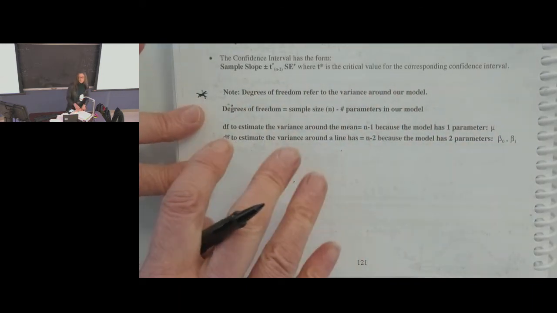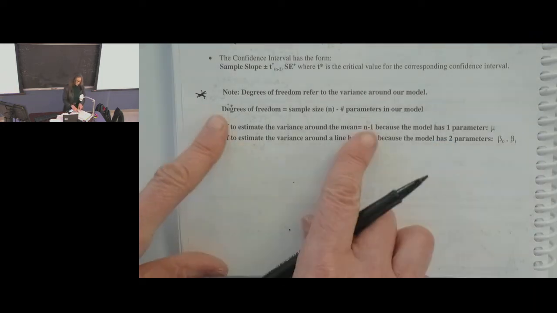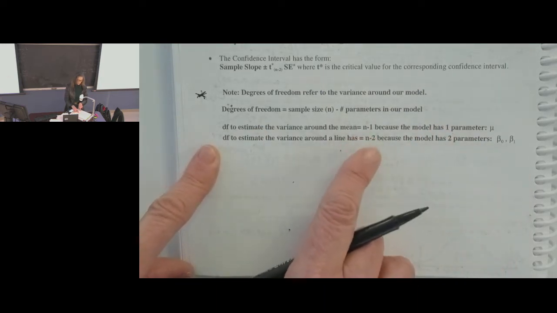We're going to be talking about this a lot when we get into more parameters, that it's always going to be n minus the number of parameters in your model. So far, we just have n minus 1 and n minus 2. All right, any questions on that?